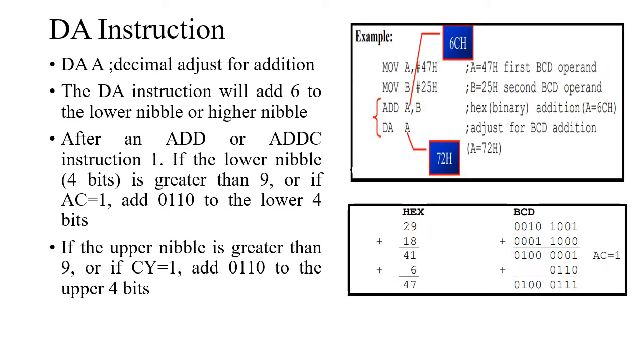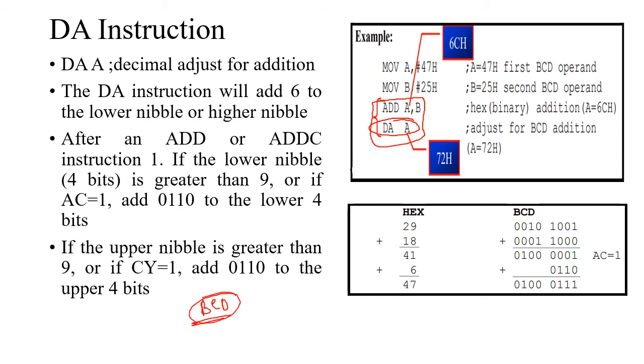In this particular slide, we will be discussing decimal adjust for addition. This is the instruction DA A. It has to be used after the addition, as mentioned here. Always it has to be written like this. Now, what is the purpose of using this DA A? It is used when you add two BCD numbers.